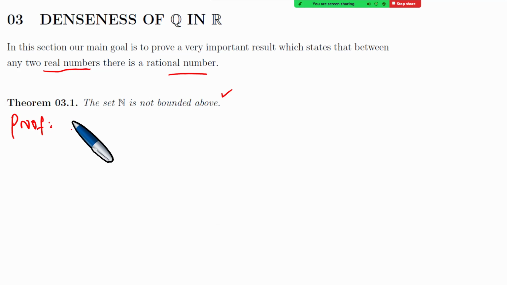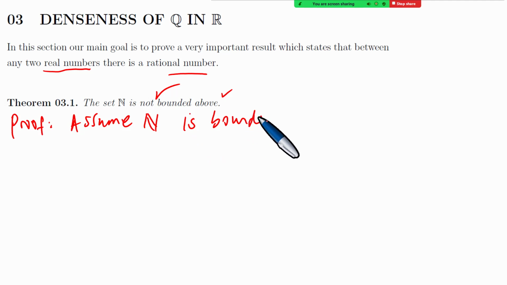To prove this, you want to show that the set of natural numbers N is not bounded above. How do we prove that? You assume N is bounded above. You assume the opposite, because they're saying prove it is not bounded above. For a proof by contradiction, we assume it is not the case. We assume it is bounded above.